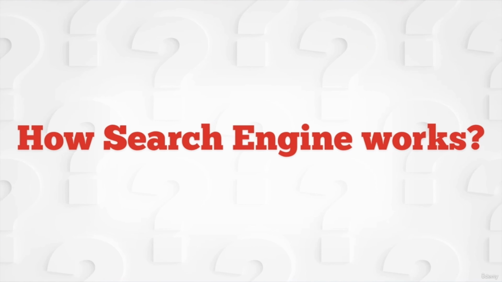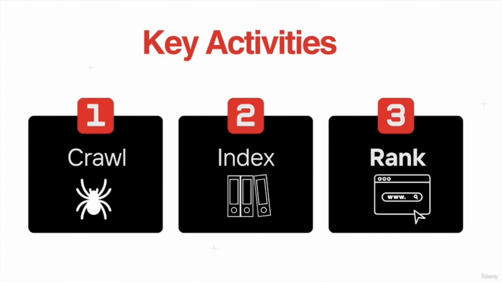Now let's take a closer look at how search engines work. A search engine performs three primary functions: crawl, index, and rank. Crawl. Crawling is the process where search engines like Google send bots, also called spiders or crawlers, to visit web pages. These bots scan the content, links, and structure of the site to gather information about what's on it. This is the first step before any content can be indexed or ranked. Crawling ensures that search engines discover new or updated content.